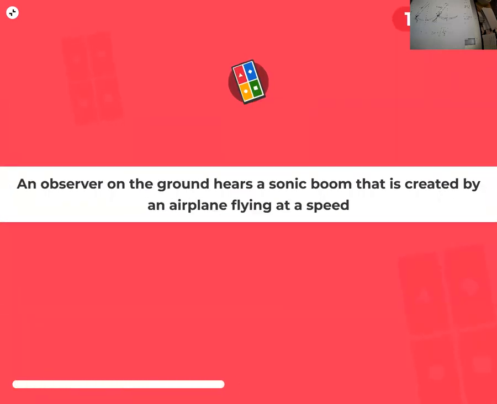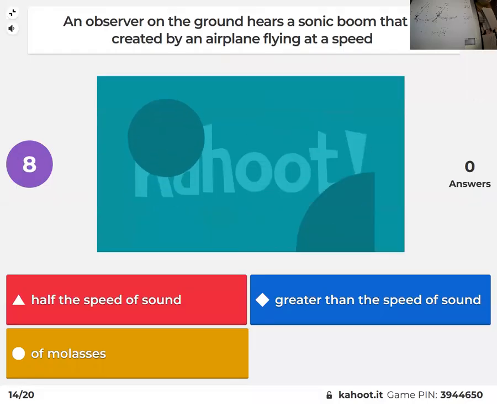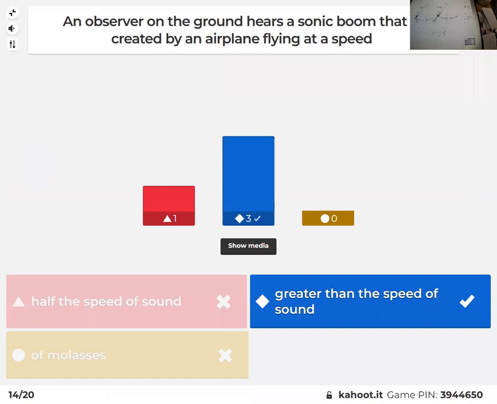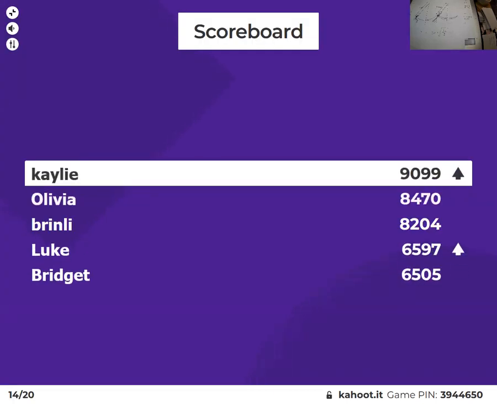An observer on the ground hears a sonic boom created by an airplane flying at a speed of what? Yeah, greater than the speed of sound. So that's supersonic. You guys remember we started talking about the Doppler effect, but then we were saying, well, what if you were actually outpacing the very waves you're sending out? You create a cone wave type shape, creating a sonic boom. So it's supersonic, greater than the speed of sound.